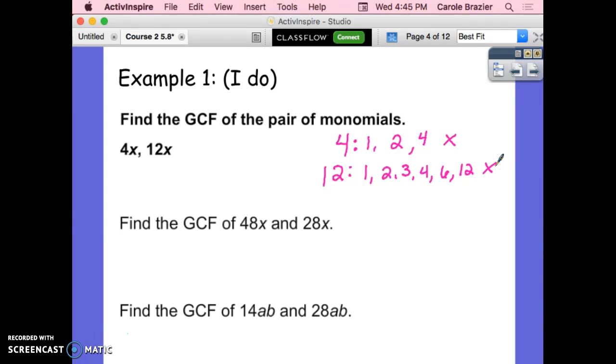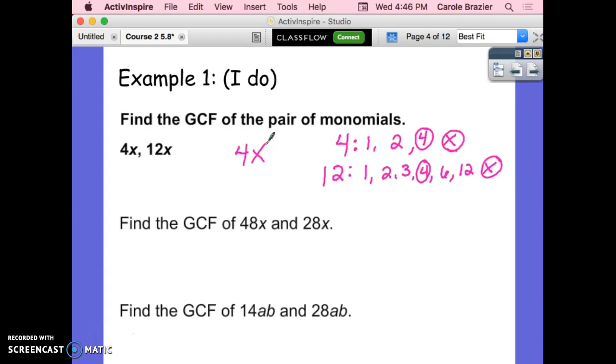The next thing I'm going to do is look for the largest number that I see. They both share a 4, and that is the biggest number that I see. Then I have to look at my letters. Do they share any letters? Yes, so it is x. So my final answer is going to be my largest number and the letter or letters that they share, so variables. Okay, so the answer to this would be 4x.